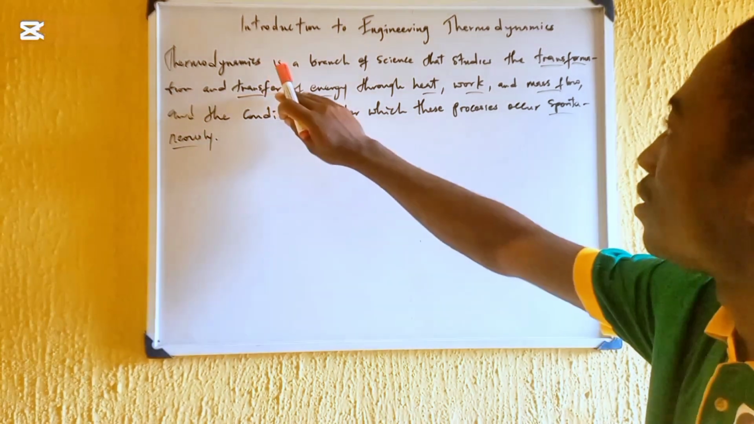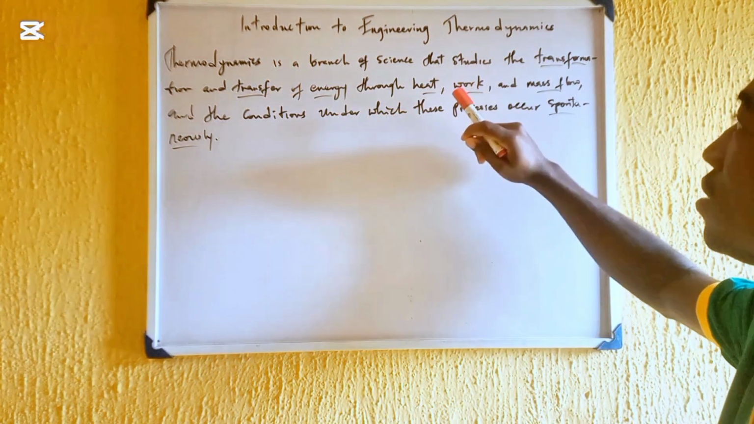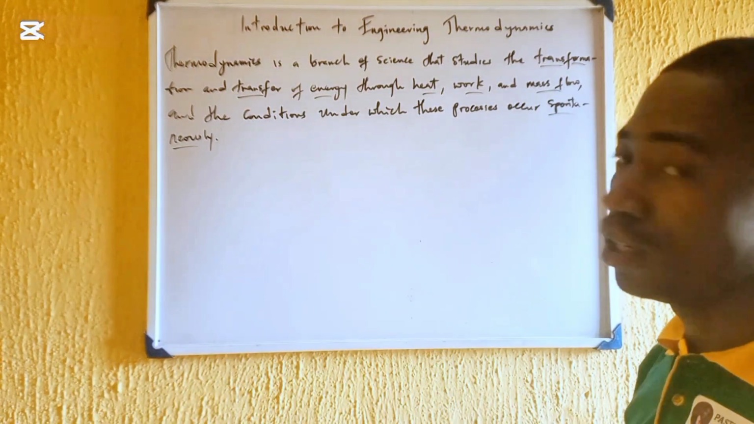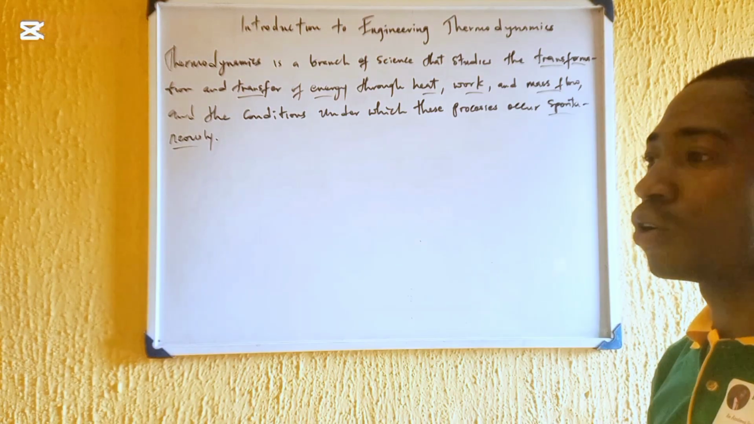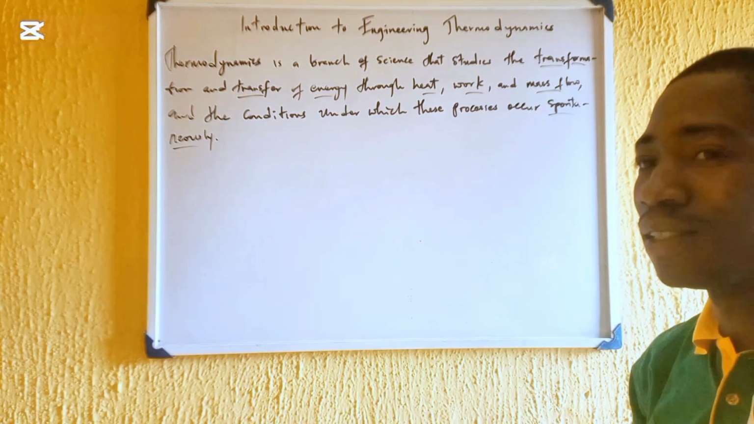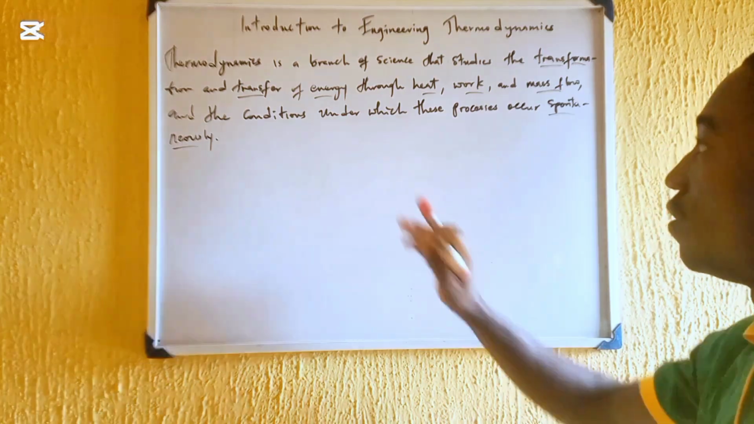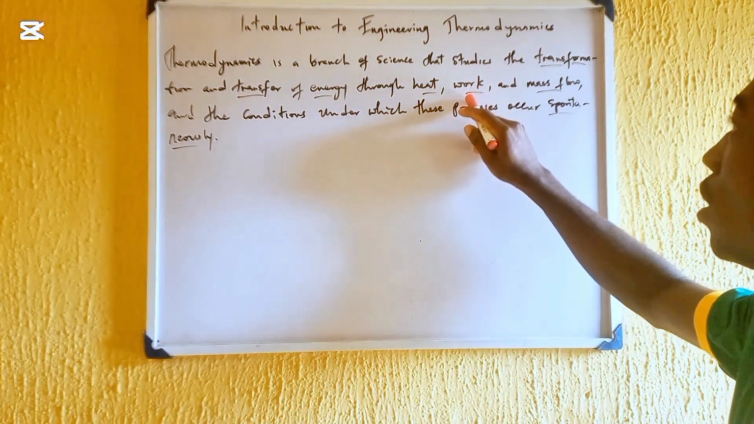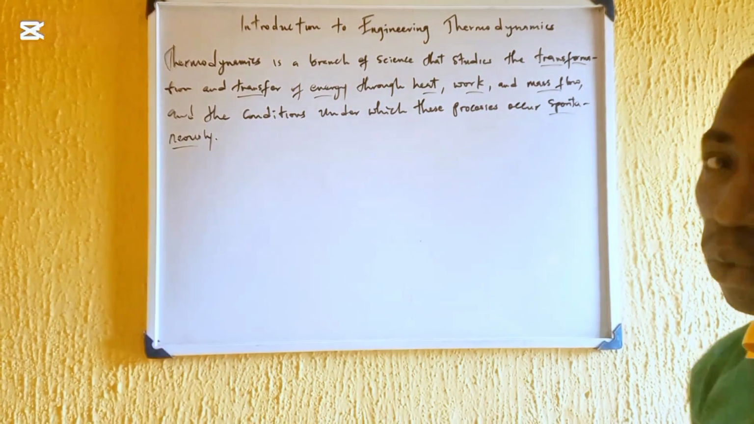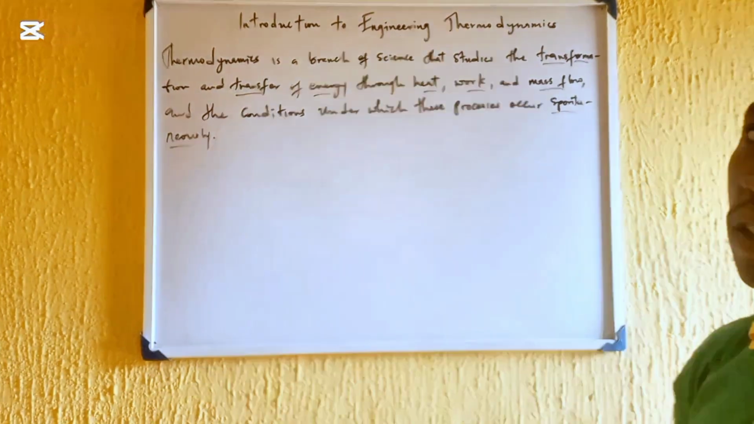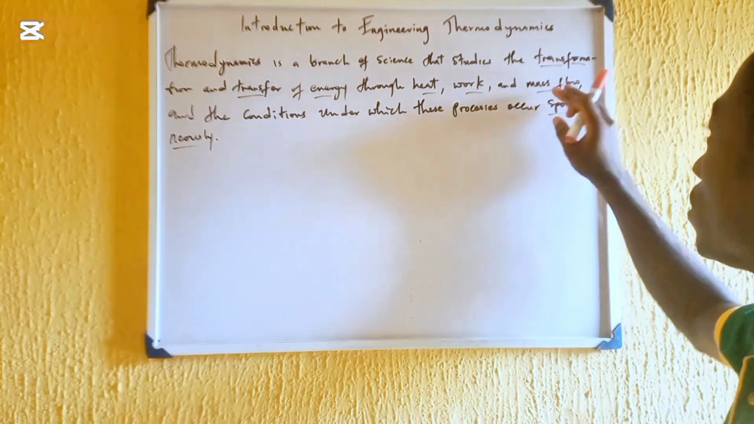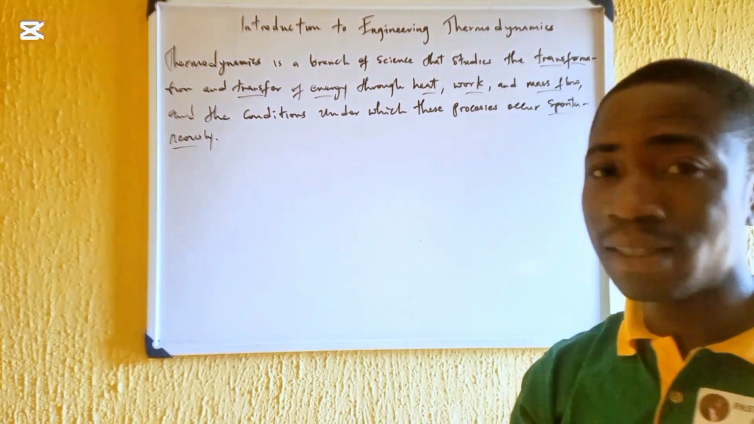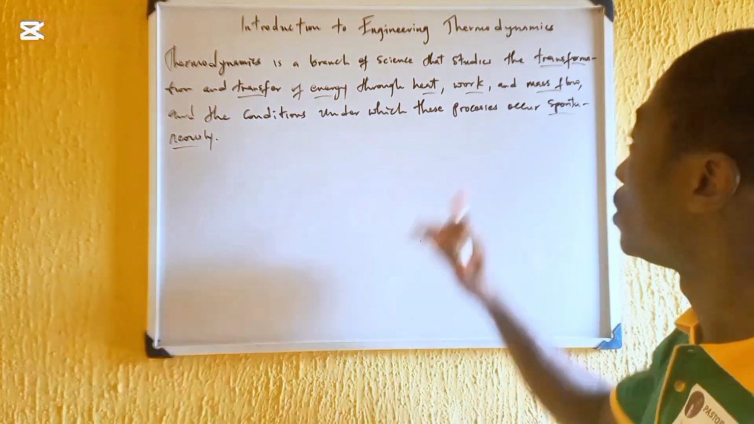So thermodynamics is a branch of science that studies the transformation and transfer of energy. So take note, it doesn't focus on forms of energy. It looks at the transformation and transfer of energy. Now that can happen through heat. It can also happen through work and can also happen through mass flow. So heat here has to do with difference in temperature. Then talking about mass flow, it could be the flow of what? Gas, flow of liquid. So that's it.